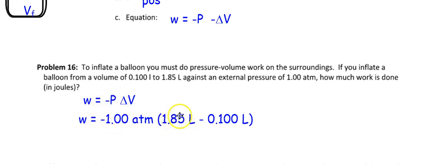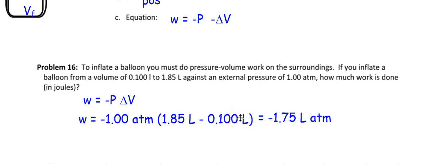Notice that this is my final minus my initial. Okay, I'll say it again: my final minus initial. So when I do that work, what do I get? I multiply it together and I get negative 1.75 liter atmosphere. Notice nothing cancels out. A liter minus a liter is still a liter. So it's a liter atmosphere.